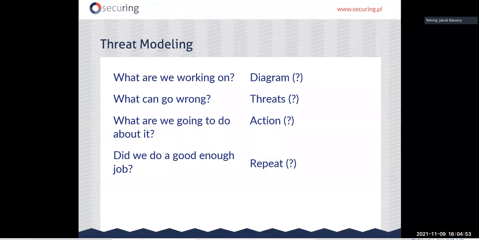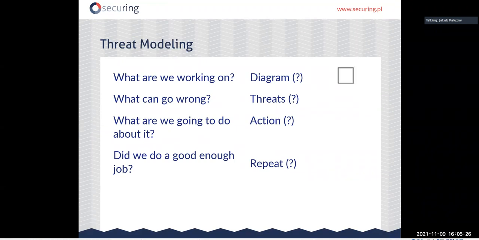This is usually a list of threats. Sometimes they are attached to the elements in the system, attached to the elements on the diagram. But generally, this is a list of threats. And then, what are we going to do about it? This is mostly an action, a recommendation, a mitigation strategy, mitigation action, right? And this is usually connected with particular threats. And if we did a good enough job, this is more or less repeating the process one more time.